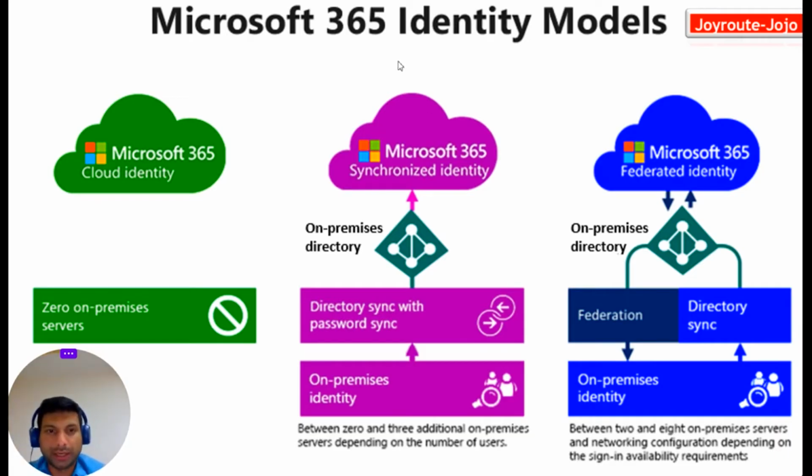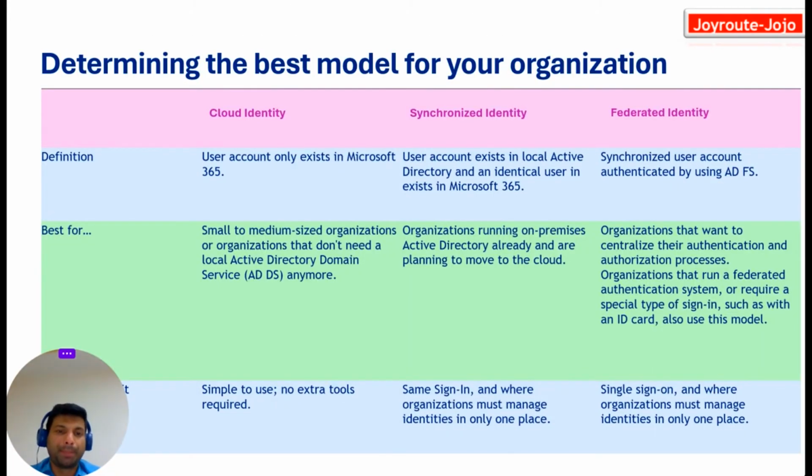So what we have to understand here, as I told you, is that there are three different types of identity models. All right, let's move on. Now we are going to compare all three: cloud identity, synchronized identity, and federated identity. What are the advantages? With cloud identity, the user account only exists in Microsoft 365. There is no account on-premises. With synchronized identity, the user account exists in the local Active Directory and an identical user exists in Microsoft 365. So whatever identity we have in the local Active Directory gets synchronized to Microsoft 365.